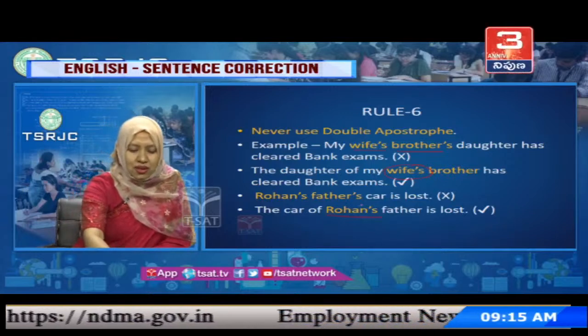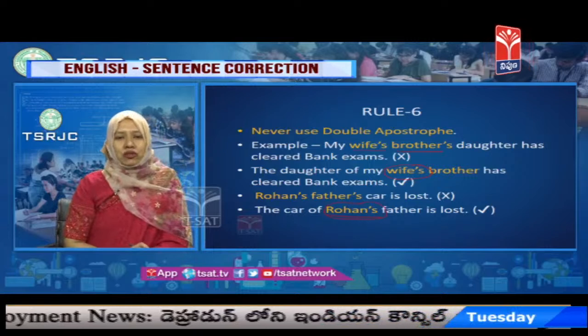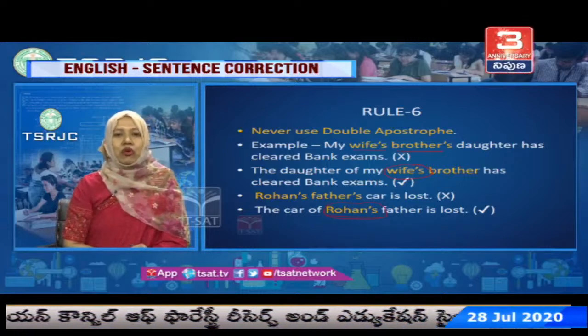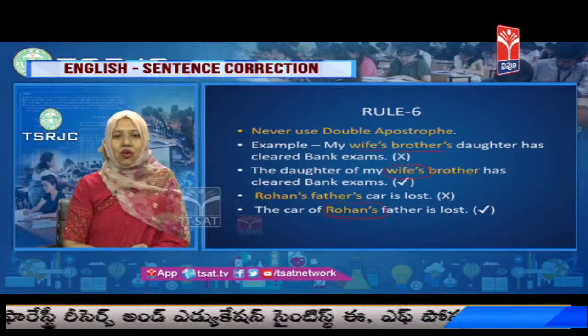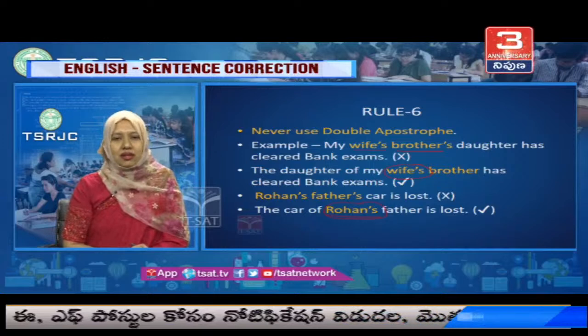So when you use this sentence, you find only one single apostrophe. So rule 6: never use a double apostrophe in a sentence. Always there should be only one apostrophe in a sentence.